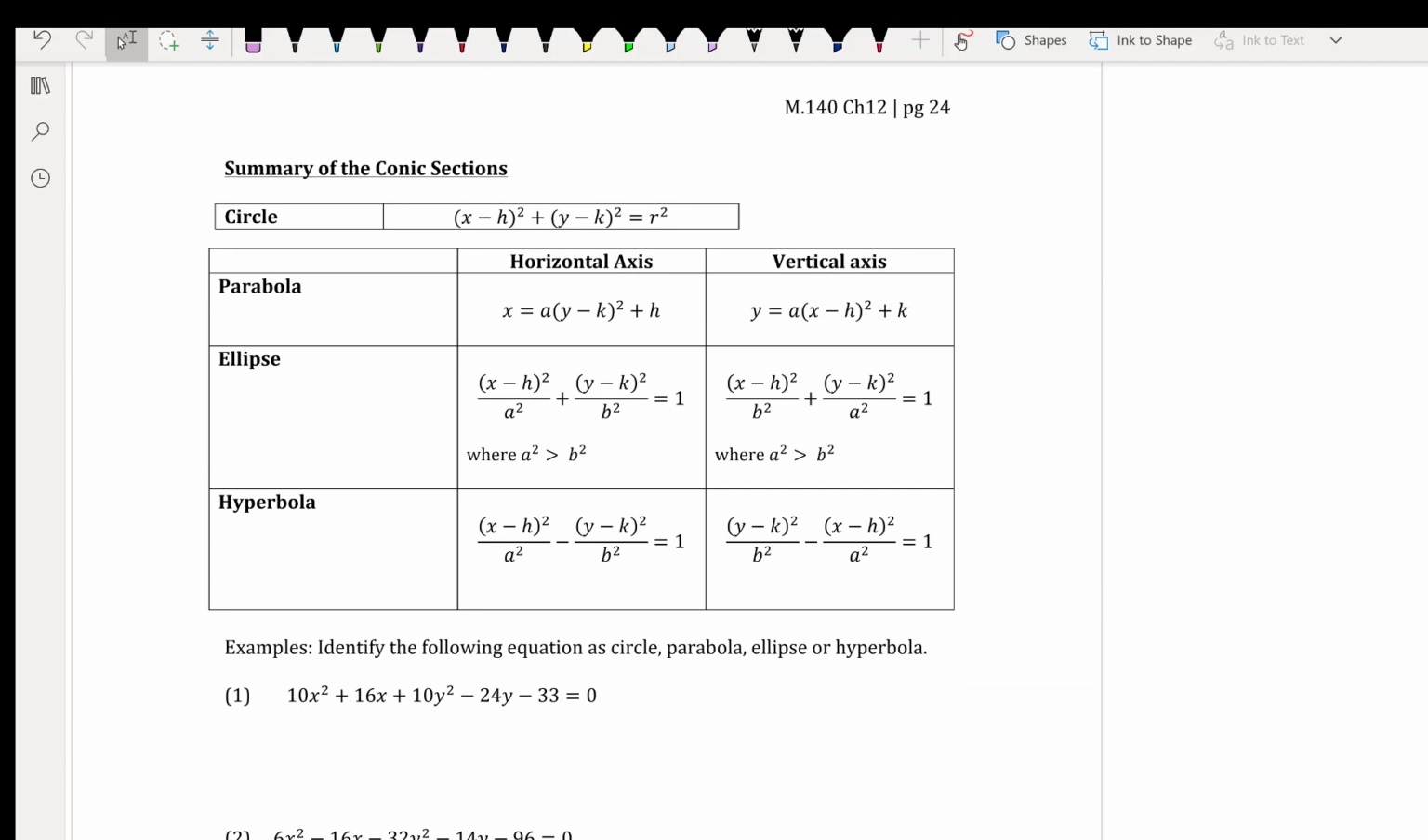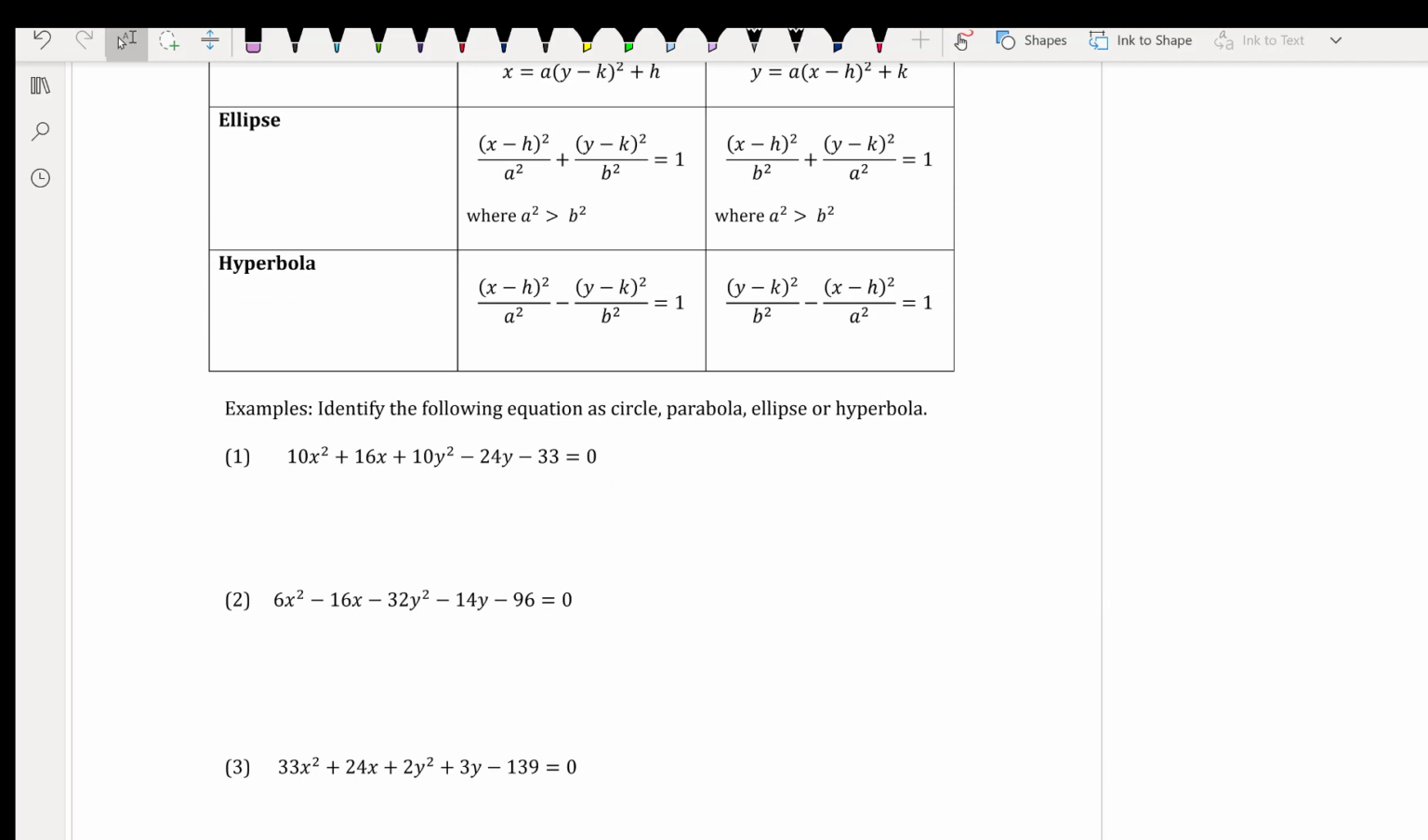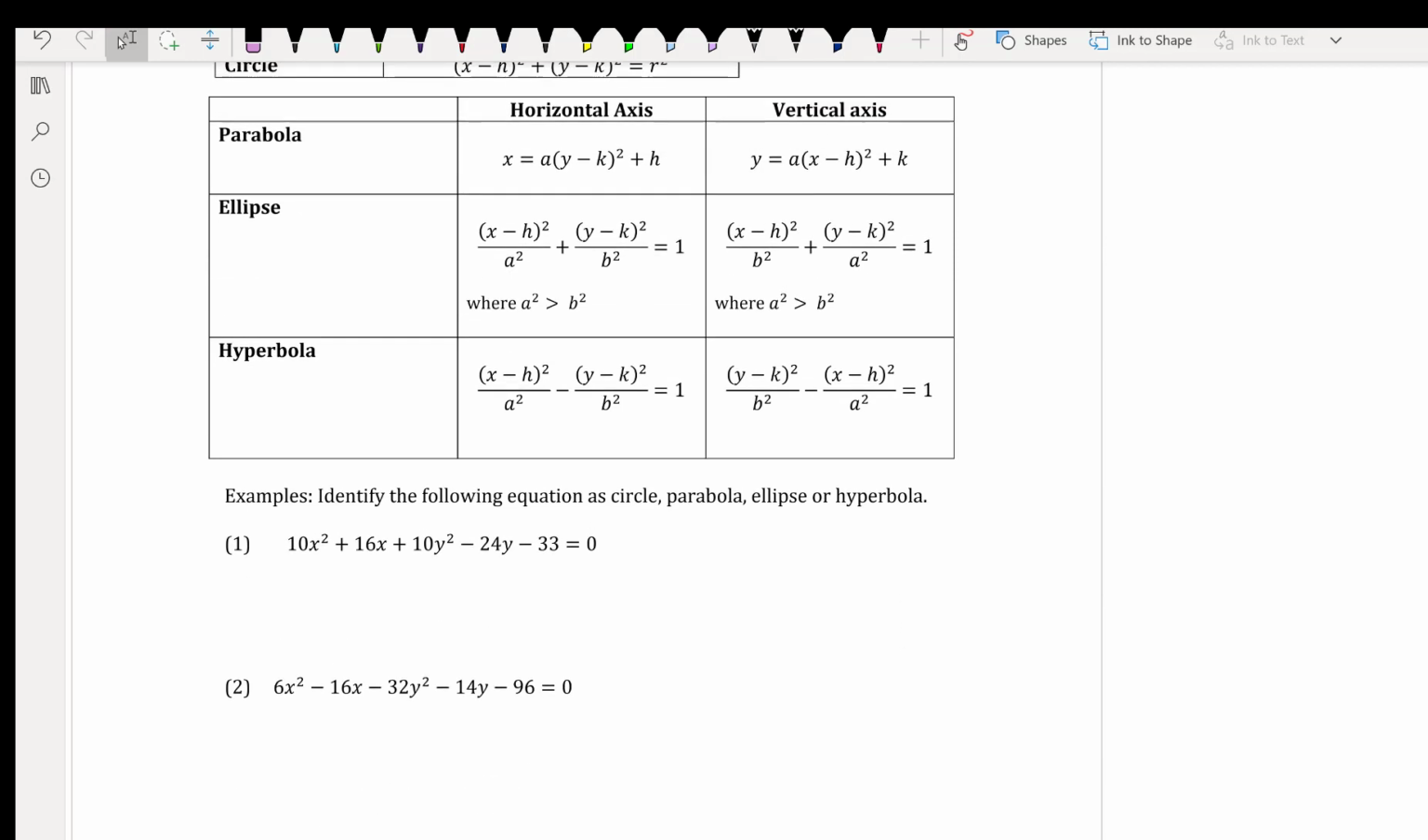So here we go. We have the summary of the conic sections. So we have (x minus h) squared plus (y minus k) squared is equal to my radius squared. So there's no fractions here, and that's going to give you your circle. The parabola only has the squared on one of the variables, not on x and y, but either x or the y. I have the ellipse, which is always equal to 1, and there's addition between them. And I have the hyperbola, which is equal to 1, and there's a subtraction between them, okay? So we want to identify whether it's a circle, a parabola, an ellipse, or a hyperbola.